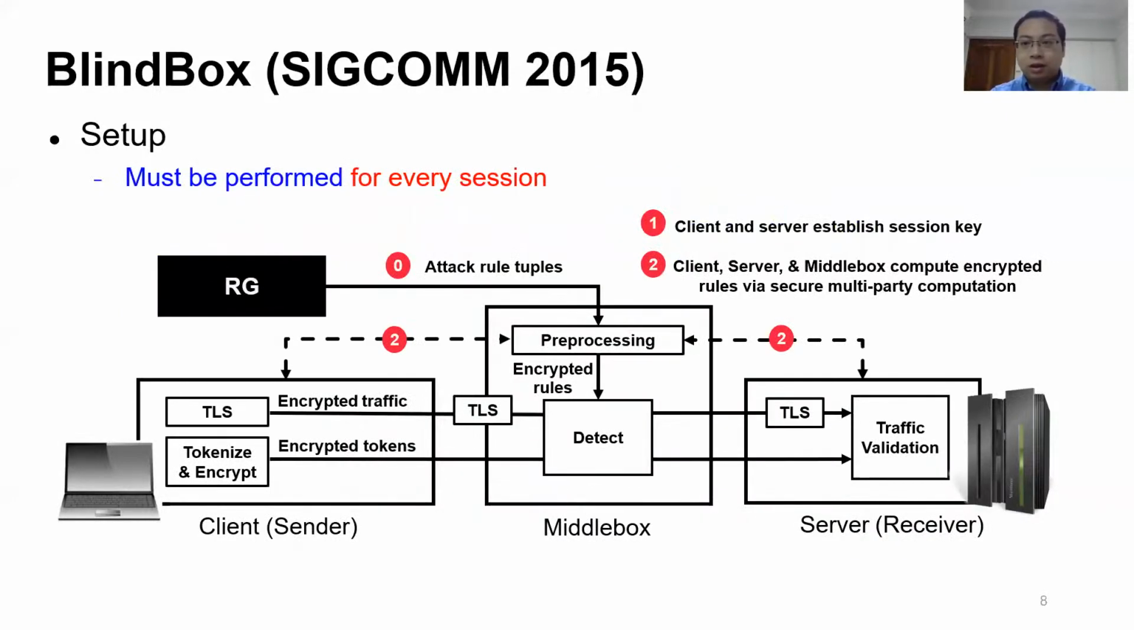In more detail, as the BlindBox system architecture shows in this slide, as initialization, the rule generator will send tuples of rules and the corresponding signatures to the Middlebox. For every new connection, the client and the server establish a session key by passing through the Middlebox with the normal TLS protocol. They then perform the setup phase with the Middlebox by running a secure multi-party computation protocol to establish encrypted rules.